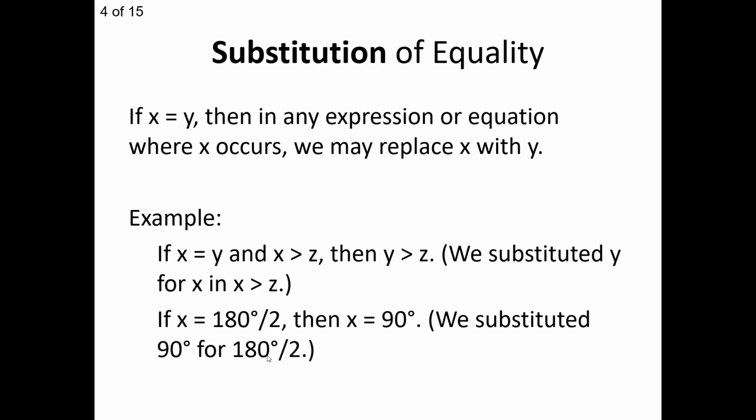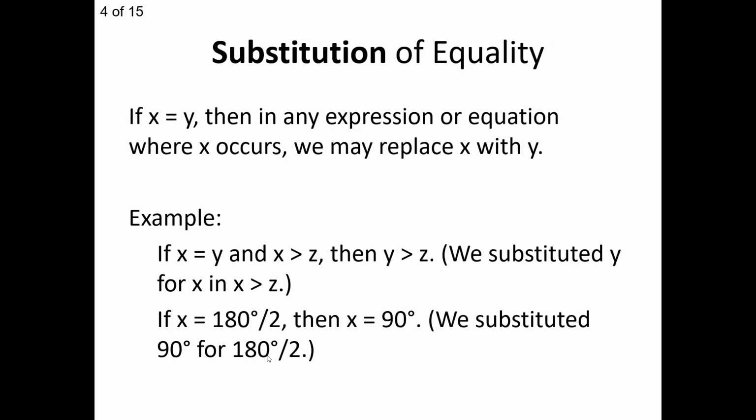Substitution property of equality. Let's say now that we have two quantities we know are equal to each other, such as x and y, where x is equal to y. Then this is what this property lets us do. Any time I encounter an expression or equation where x occurs, I can replace that x with y, and also vice versa. I can take y out and replace it with x, because I know that my substitution property holds.